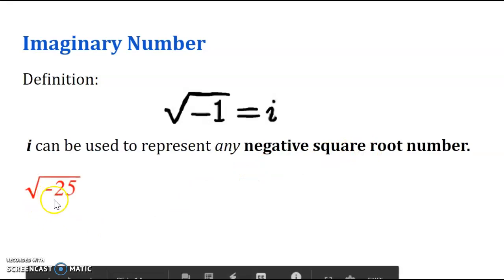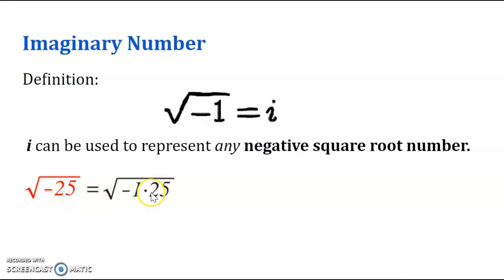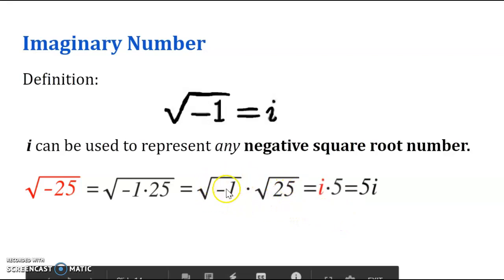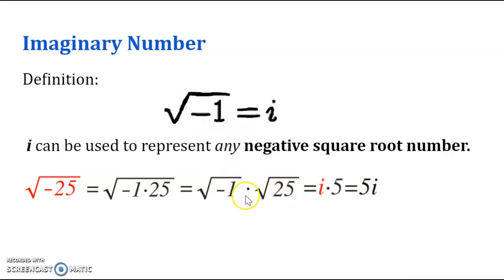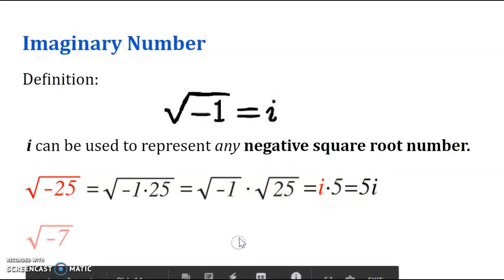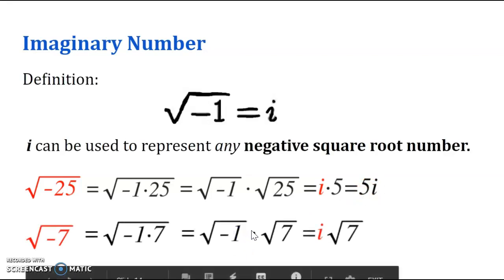For example, if you have the square root of negative 25, negative 25 is negative 1 times 25, so that can be broken up as the square root of negative 1 times the square root of 25. The square root of negative 1 is defined as i, and the square root of 25 is 5, so that becomes 5i. Or the square root of negative 7 is the square root of negative 1 times the square root of 7, which is the same as i root 7. This is just the notes from last lesson.